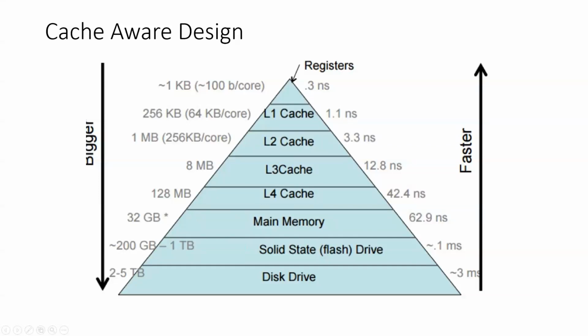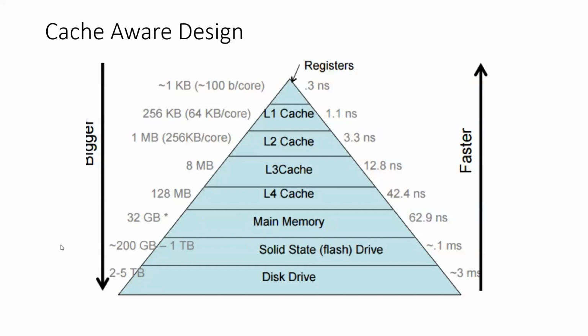Now, L3 cache. L3 cache is also known as the last level cache. It is larger than both L1 and L2, but it's slower than them. It's generally located outside the CPU and is generally shared by all the cores.